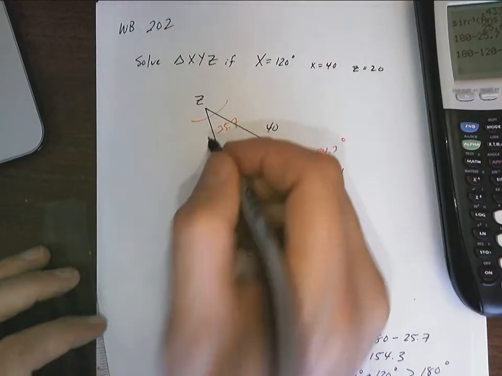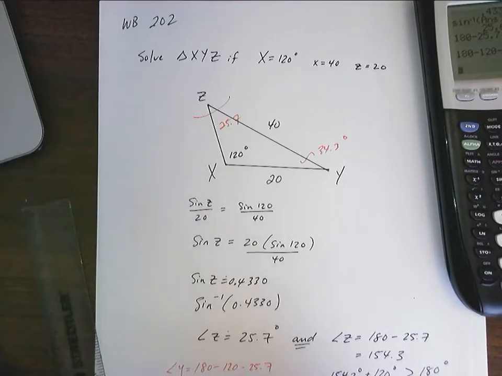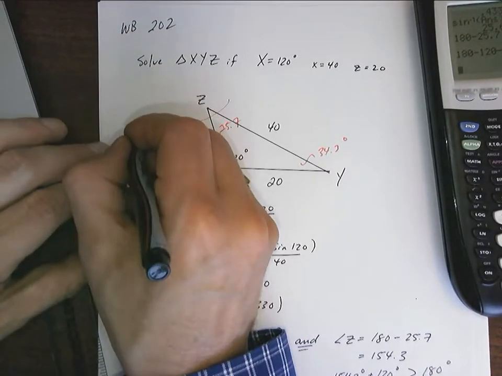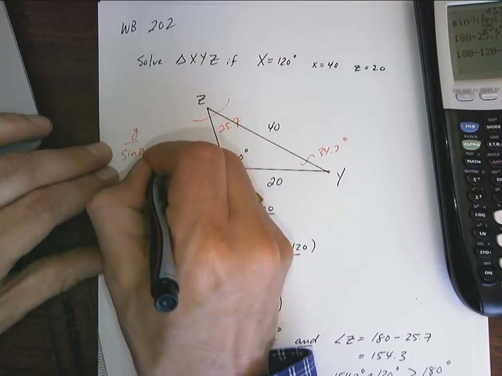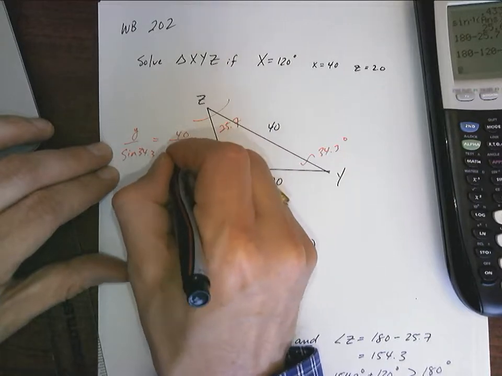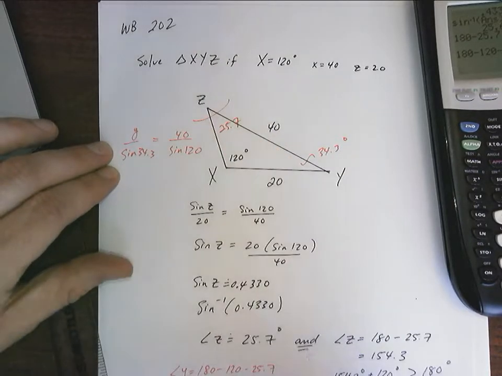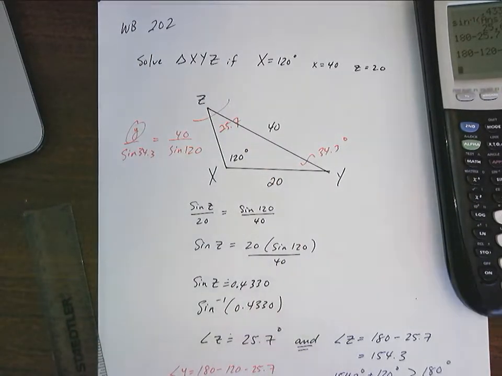And then you would solve for this side simply by using the sine law. And I'm getting tired of doing it, but you know how to do that. That would simply be Y over sine of 34.3 equals 40 over sine of 120. And I trust that you can solve for Y and be able to do that. Okay, that's that one done.